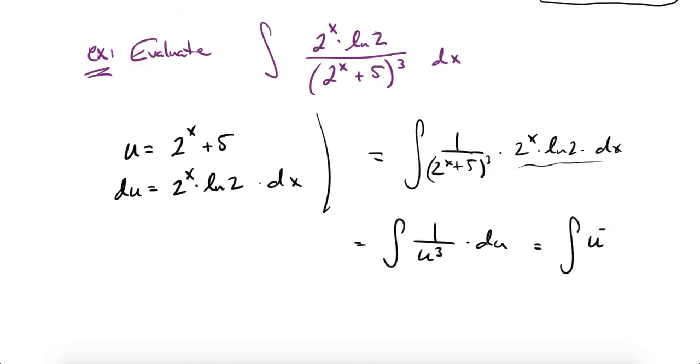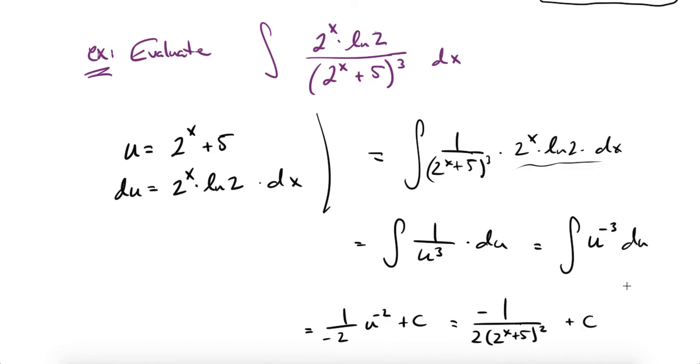I mean, this is just power rule. This is u to the negative 3. So then if I do power rule here, I should get 1 over negative 2 u to the negative 2 plus c. So then with a little bit of rewriting, right, I get negative 1 over 2 times 2 to the x plus 5 squared plus c. Right, because a negative 2 exponent, I can make that a positive 2 exponent in the denominator, and I'm also substituting back in for my variable u.